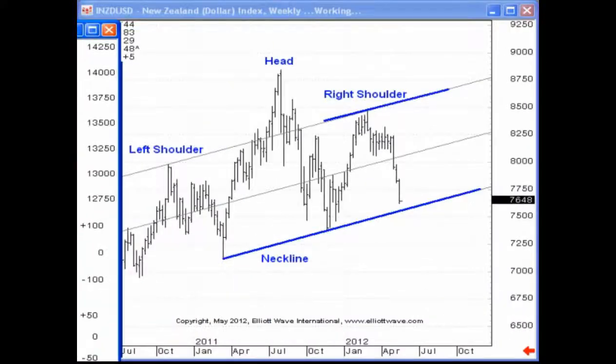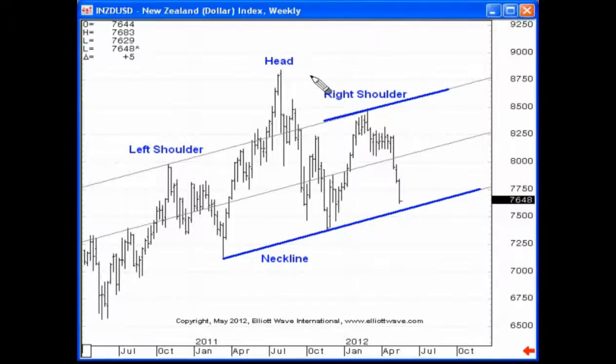Let's take a look at another example. This is the euro, the New Zealand dollar. And we also looked at this a few weeks ago as well. In this instance here, we have an upward sloping neckline. Here's our left shoulder. Here's our head. Here's our right shoulder. Now we've yet to see a break of the neckline, but if we do take out the neckline, say next week in the New Zealand dollar, then we know what to do.